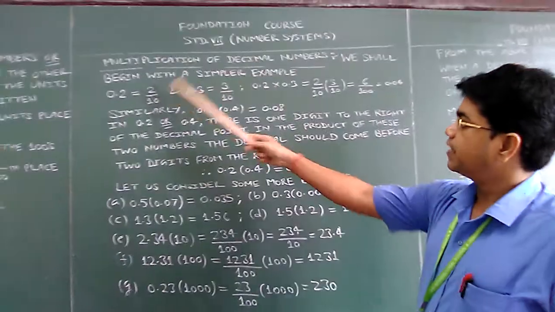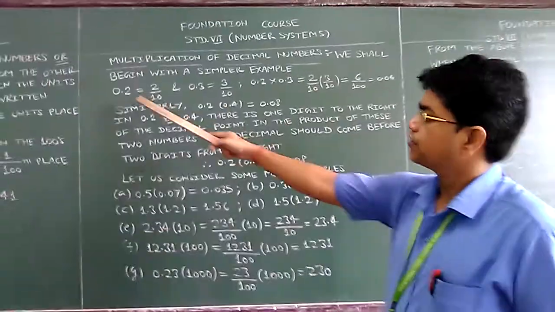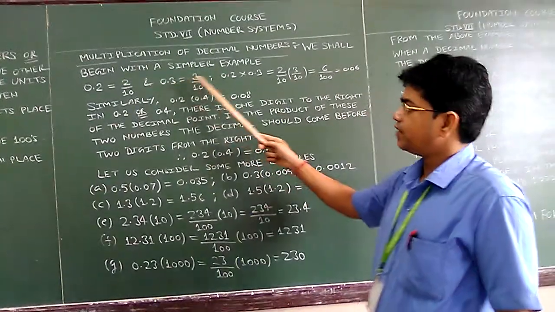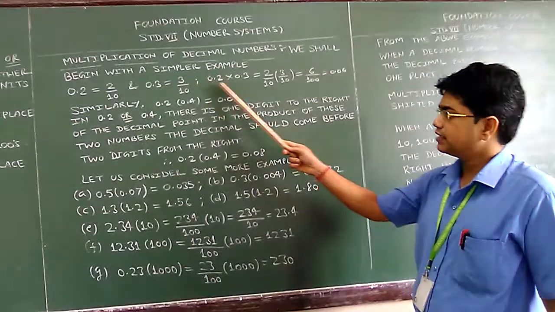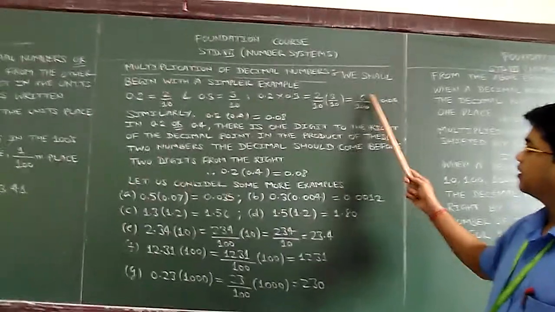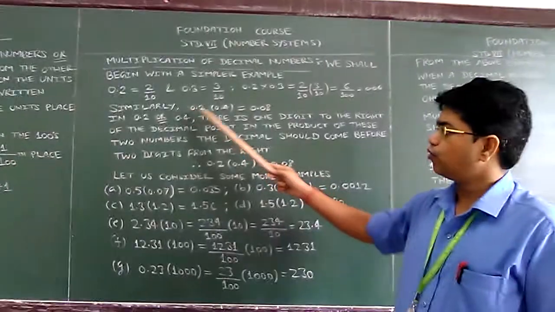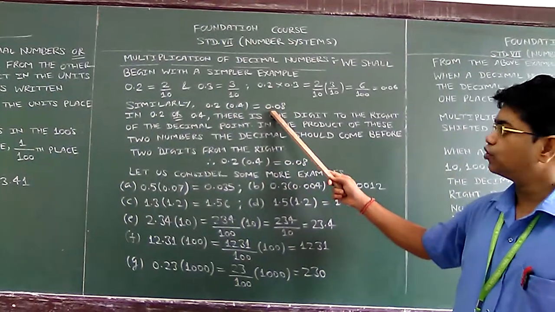Let's come to the multiplication of decimal numbers. We shall begin with a simple example. See, 0.2 can be written as 2 by 10. 0.3 can be rewritten as 3 by 10. See, the multiplication will become 6 by 100, that is 0.06. Similarly, 0.2 into 0.4 is 0.08.